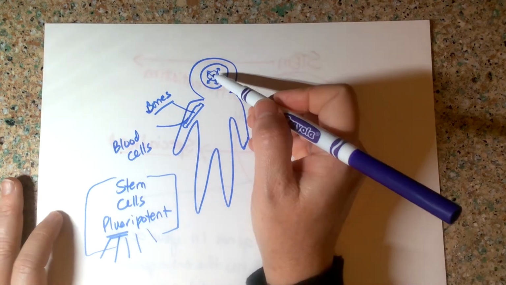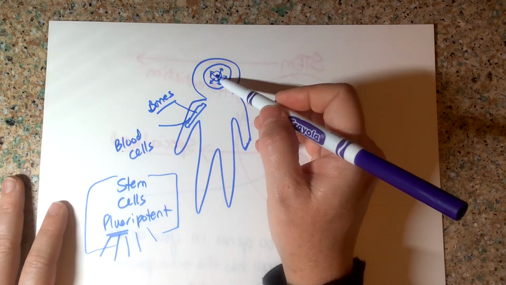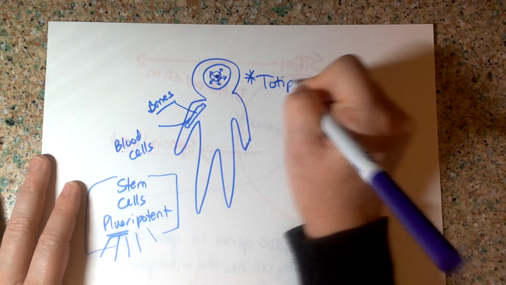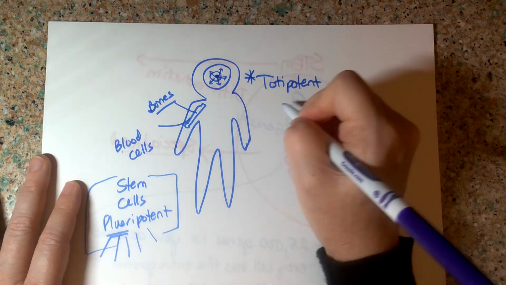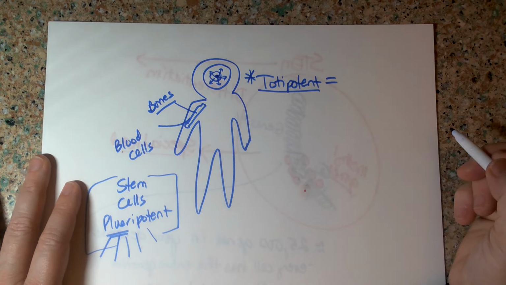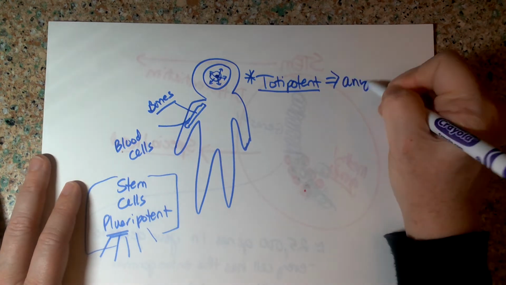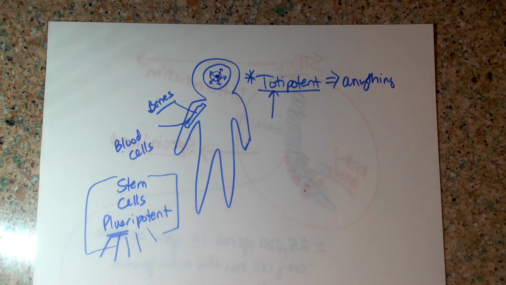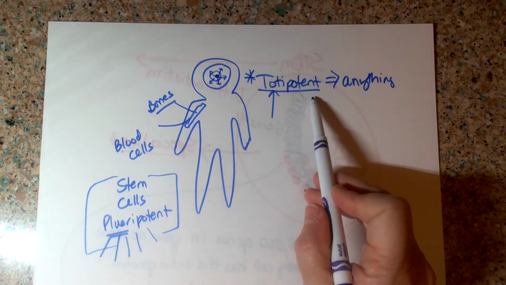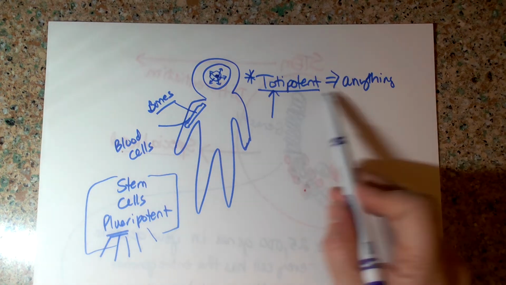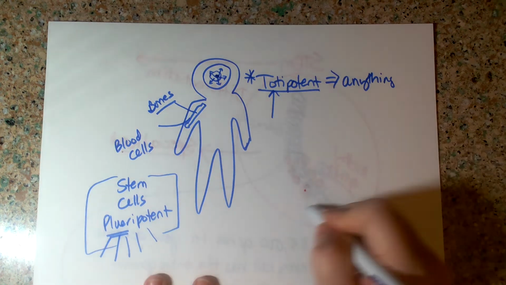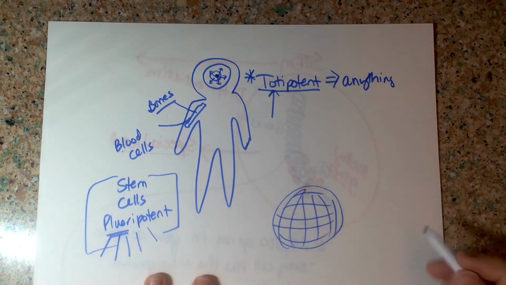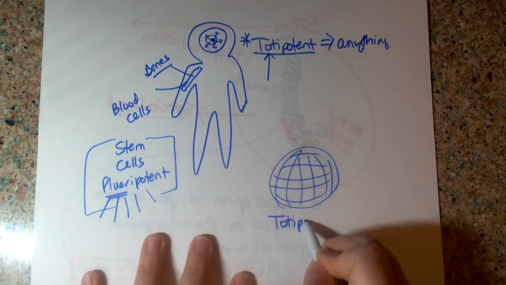In your brain, these cells, I think they might be totipotent. I'll have to check that one. But totipotent is what we start out with as a ball of cells, and these can become anything. The root word here is toti for total. So totipotent stem cells are the cells that actually can become any cell in your whole body. So when you started out as that hollow ball called a blastula, those were all totipotent.